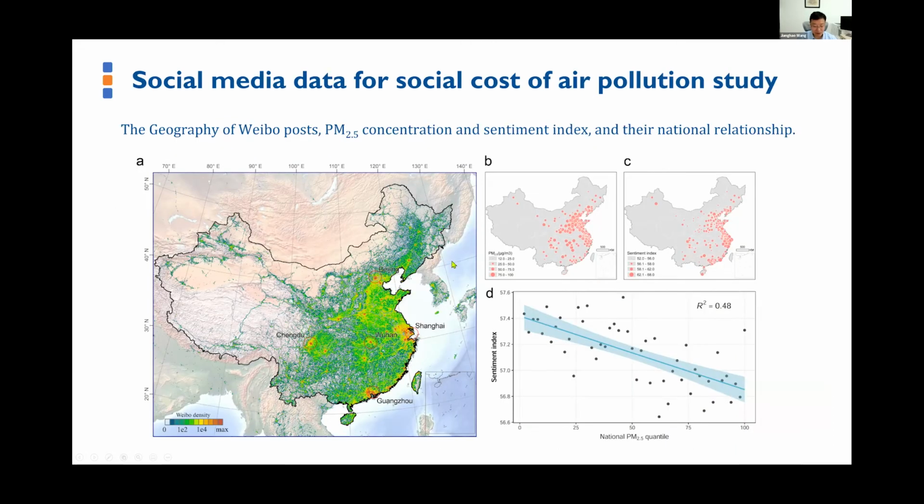Here we just show the map of the geographic Weibo posts, PM 2.5 concentrations and their relationships nationally. Here we define our happiness index, ranging from 0 to 100. We found there is a negative relationship here.